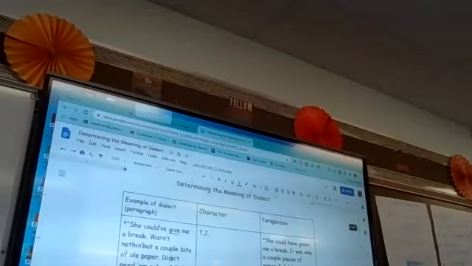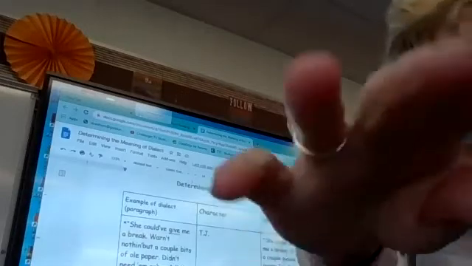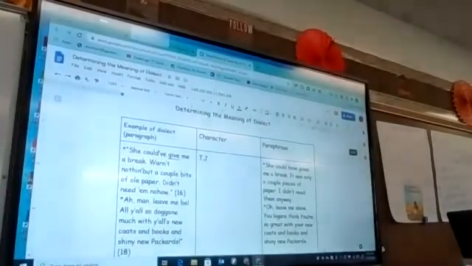Okay, so you're going to be filling out this chart concerning dialect. So you have examples, character, and paraphrase. What is paraphrase? Because I just had that question. Does anybody know what it is? Yes. Well, I can answer. It's like what they actually meant to say without using their accent.